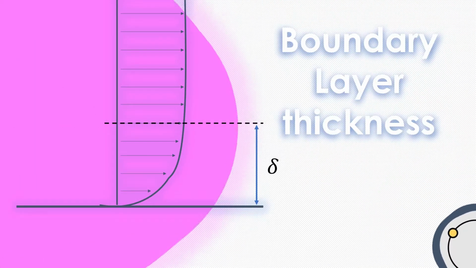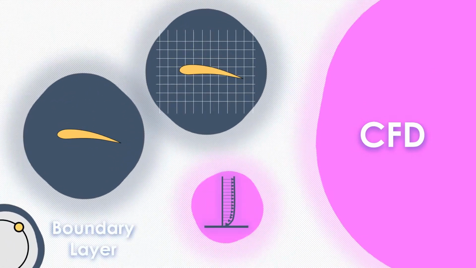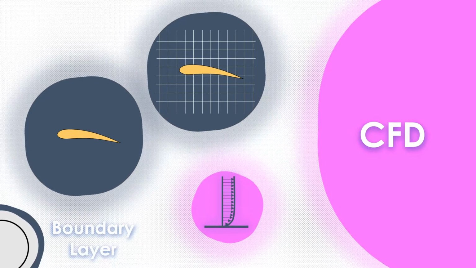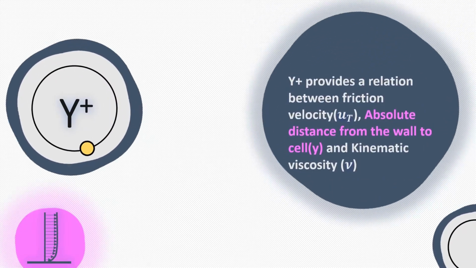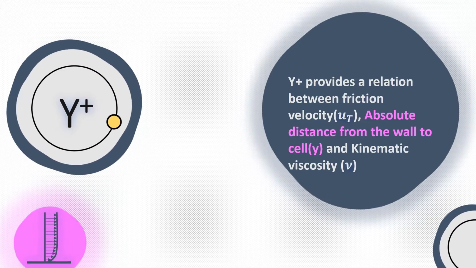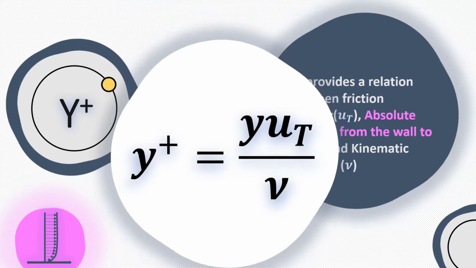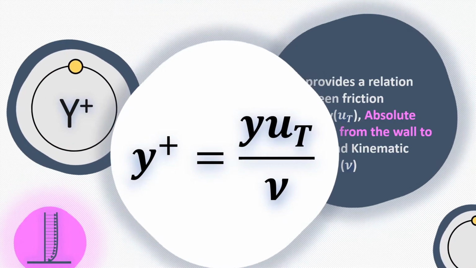In CFD, we solve the fluid domain by disintegrating the whole fluid domain into small volumes of fluid. In that small volume, we apply continuity, energy, and momentum equations and solve for the unknowns. Y plus. What is Y plus? Y plus provides a relation between friction velocity, absolute distance from the wall to the center of the cell, and kinematic viscosity. The formula for Y plus is the distance from the wall times frictional velocity divided by the kinematic viscosity, and it doesn't have any units.